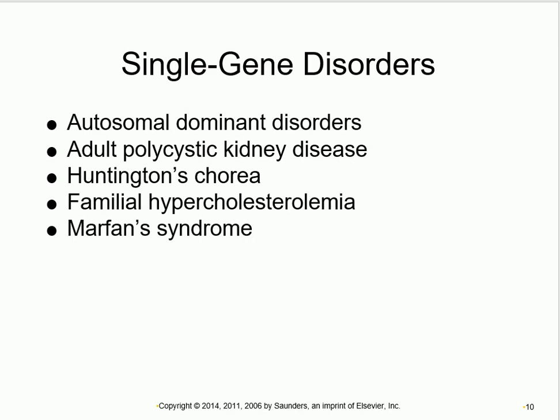So we have autosomal dominant disorders, and we will discuss what it means. Something like adult polycystic kidney, Huntington, familial hypercholesterolemia, and Marfan syndrome. By the way, you have to memorize these examples. You have to know them. So if I tell you Huntington chorea, what is that? Is that a single gene or multi-gene? You have to tell me this is a single gene. Is that dominant or recessive or X-linked? It's dominant. If you don't know this, you're losing points. You have to memorize all these examples.